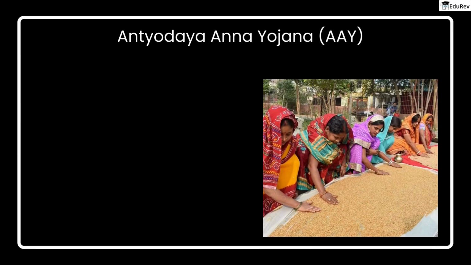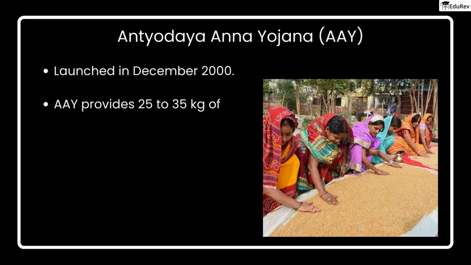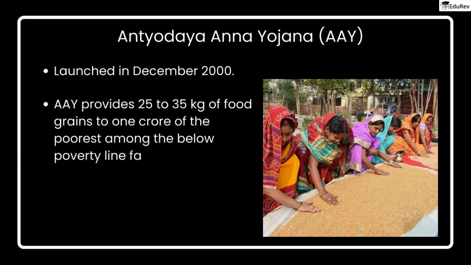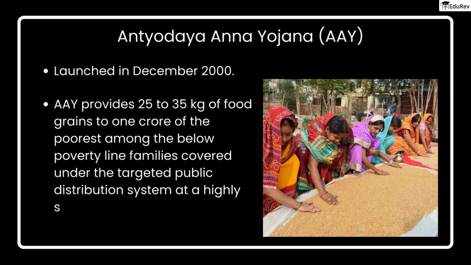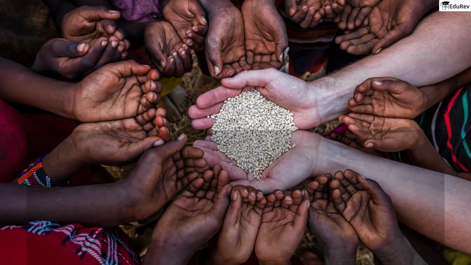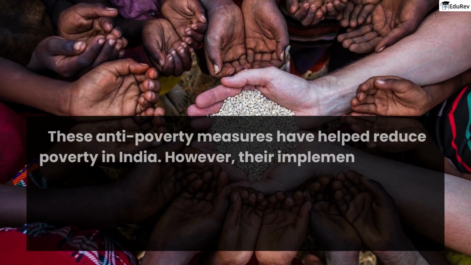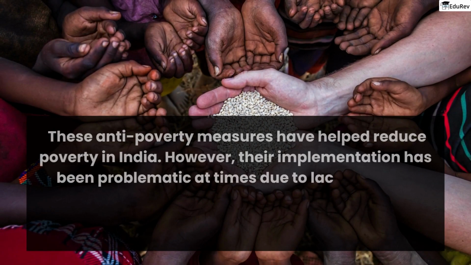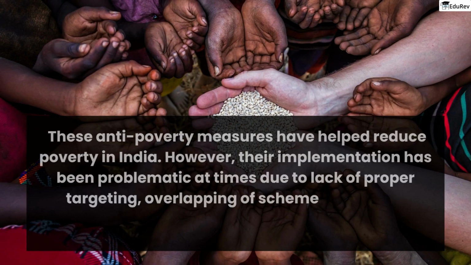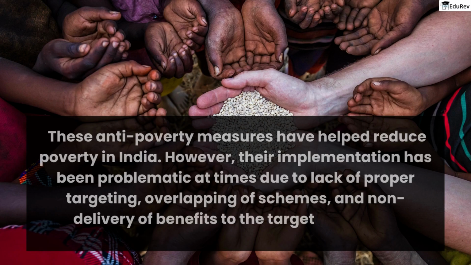Lastly, Antyodaya Anna Yojana (AAY), launched in December 2000. AAY provides 25 to 35 kilograms of food grains to 1 crore of the poorest among the below poverty line families covered under the targeted public distribution system at a highly subsidized rate of 2 rupees per kilogram for wheat and 3 rupees per kilogram for rice. Overall, these anti-poverty measures have helped reduce poverty in India. However, their implementation has been problematic at times due to lack of proper targeting, overlapping of schemes, and non-delivery of benefits to the targeted groups.